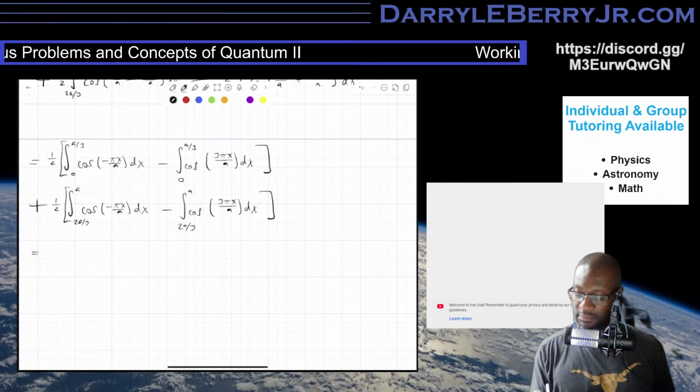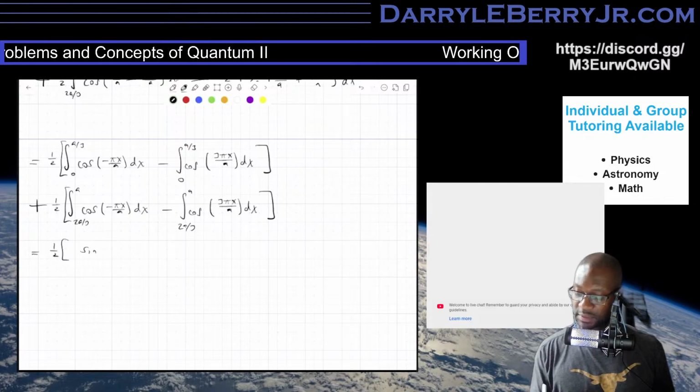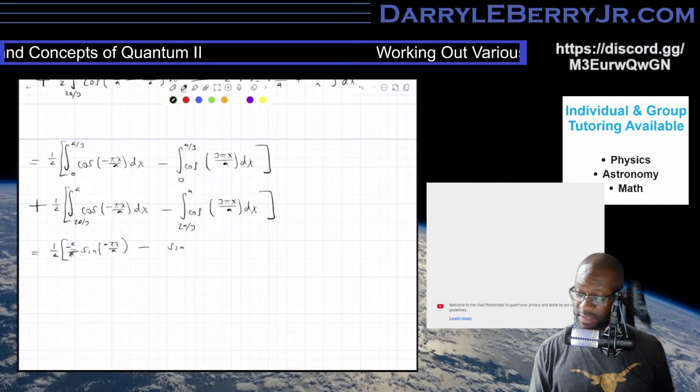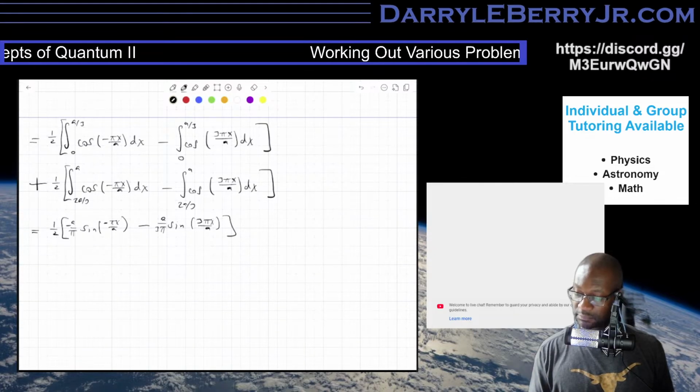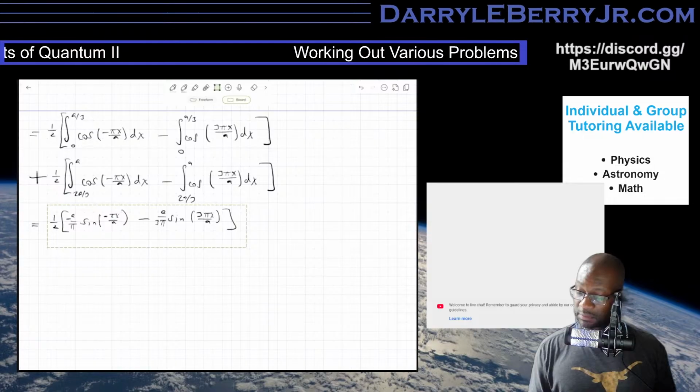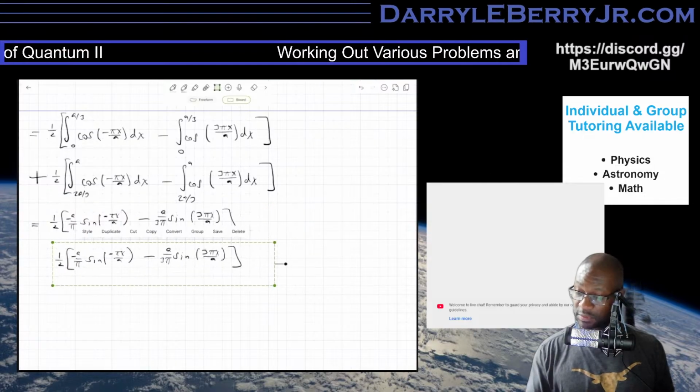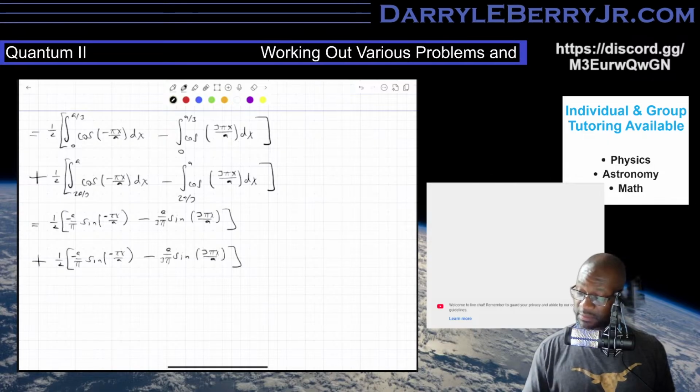So let's see what this looks like. We have 1/2, and this would be sine negative pi x over a, negative a over pi, minus sine 3 pi x over a over 3 pi, and would have the same thing here, except the bounds would be a over 3 to 2a over 3.